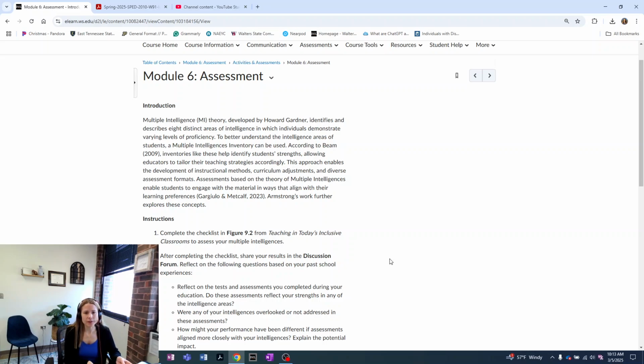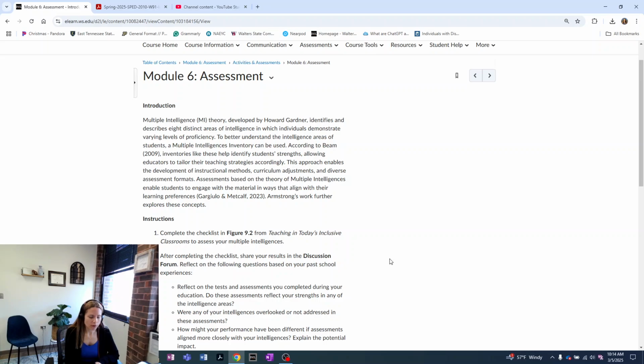When we talk about 8 different areas, we're really talking about varying levels of proficiency, right? So to understand this, it's divided up into areas such as linguistic, logical-mathematical, spatial intelligence, bodily kinesthetic, musical, interpersonal, intrapersonal, and naturalistic, right?